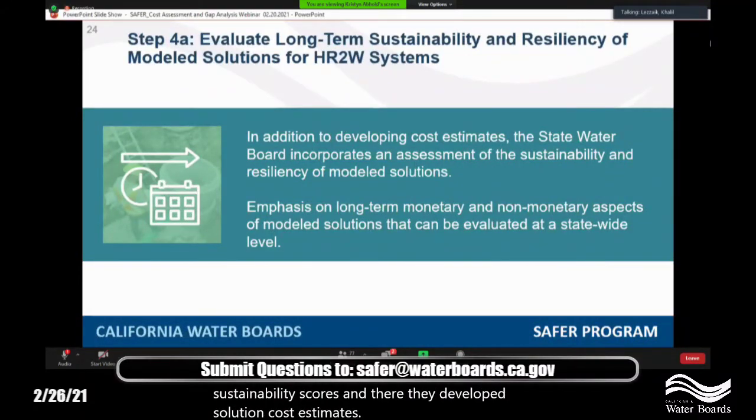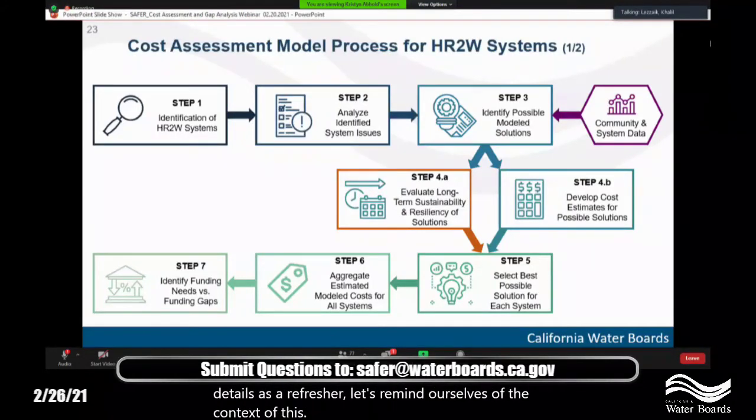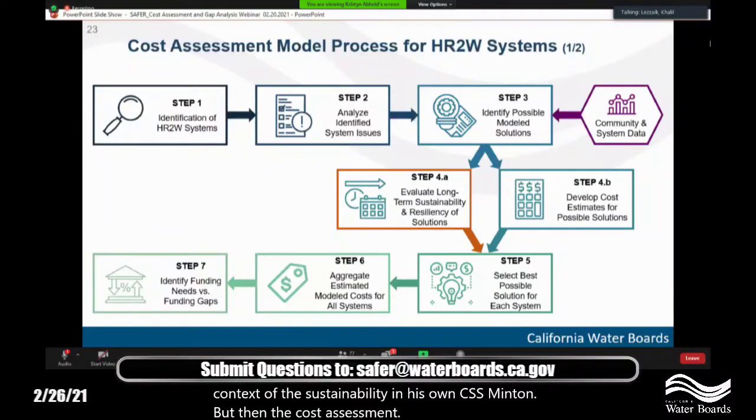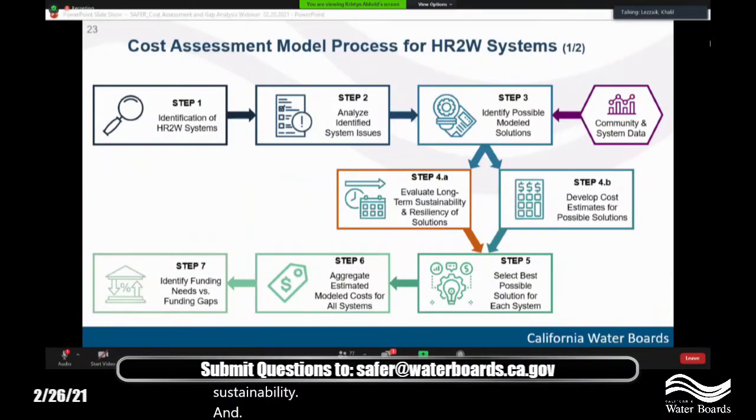Actually, Kristen, do you mind going back to the previous slide just for a sec? Thank you. Before delving into the details, as a refresher, let's remind ourselves of the context of the sustainability and resiliency assessment within the cost assessment model. The assessment evaluates the long-term sustainability and resiliency of modeled solutions, and we use a multi-criteria analysis that individually assesses a solution's resiliency through multiple non-cost related metrics that reflect issues such as technical performance and environmental sustainability. And for people who are asking, what's the purpose of the sustainability and resiliency assessment under step 4A when we have developed cost estimates for possible solutions under step 4B? Next slide, please.